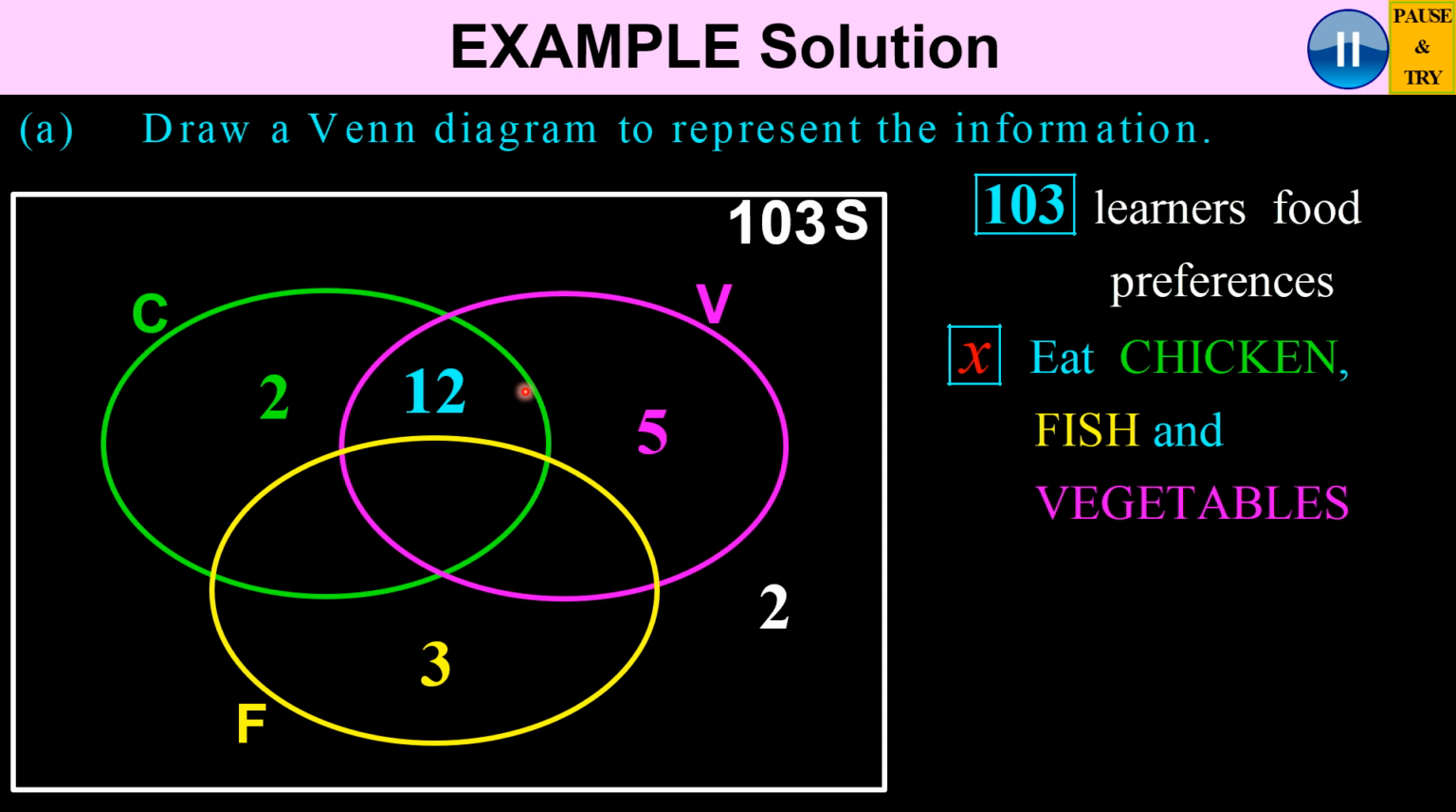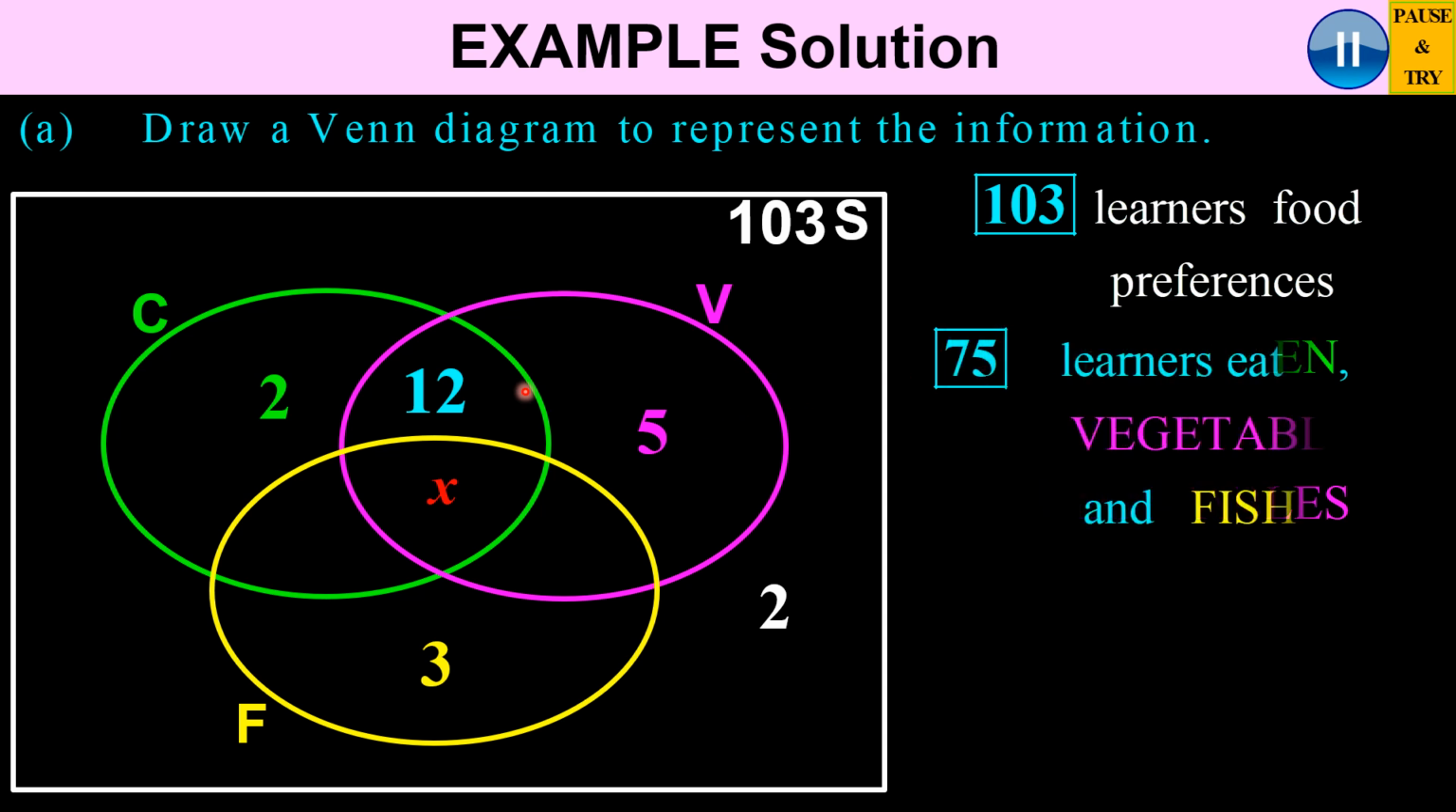Now next they say X is the number who eat chicken, fish, and vegetables. Where's the "and" part? Chicken, fish, and vegetables. That's correct. That's the part right in the middle. That's the X.